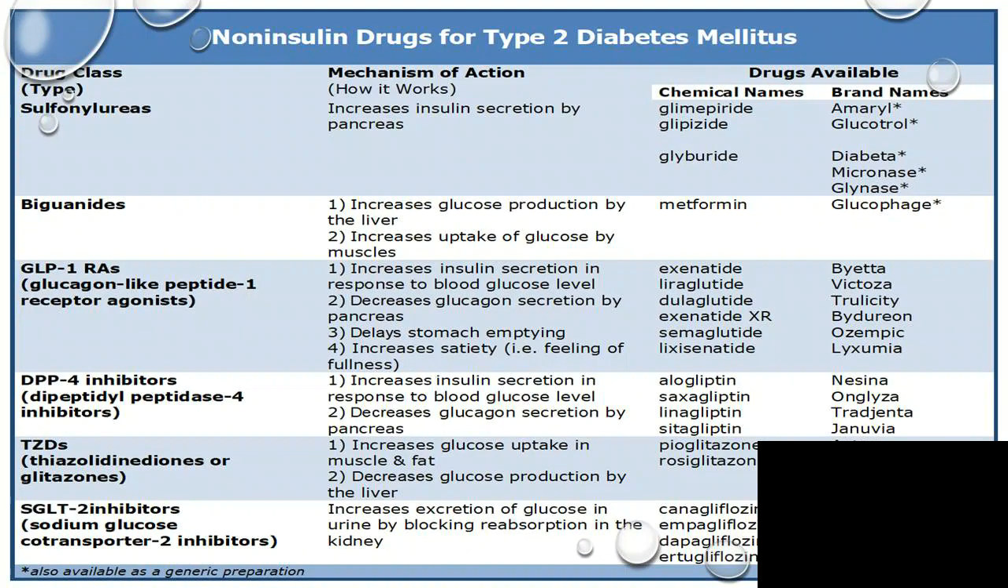Okay, here we have the non-insulin drugs for type 2 diabetes mellitus. This is another one where you might want to take a screenshot and look at it later. Get familiar with what the mechanism of action is, because if you know what the mechanism of action is, you can start to predict what the possible side effects might be. So take a look at that, and it's also something you will want to refer to later as you're studying.